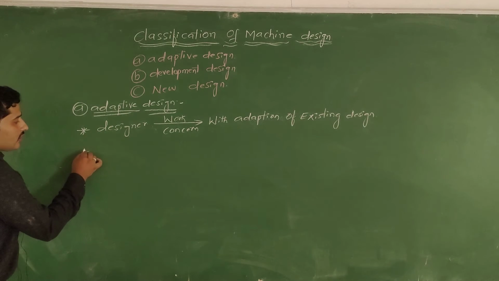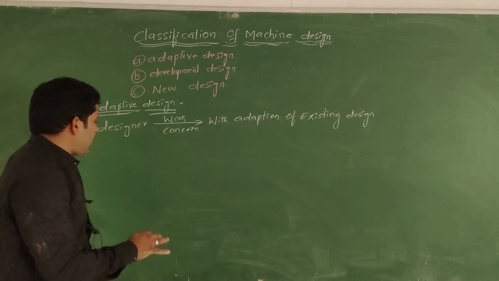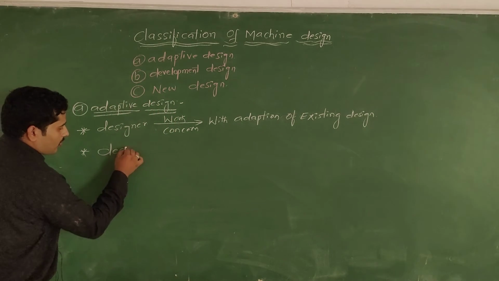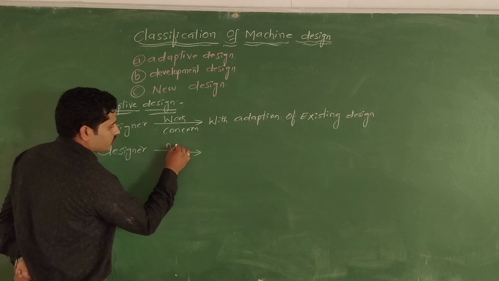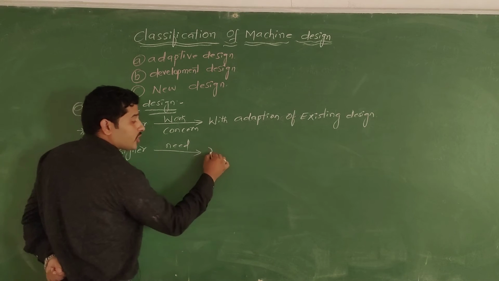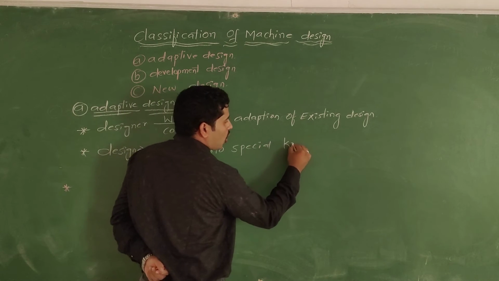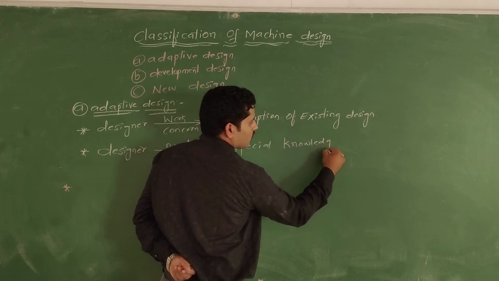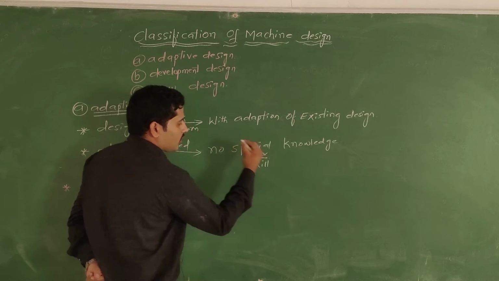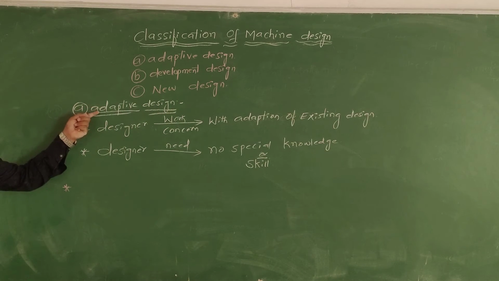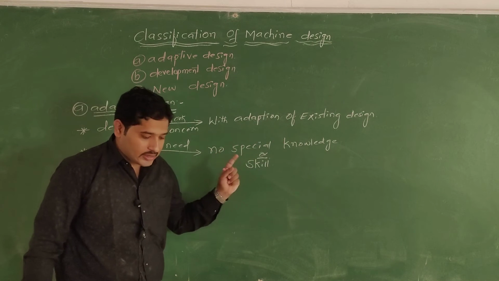So the designer needs no special knowledge or training. Is it right? The designer needs no special knowledge or skill. So for the adaptive design engineer, there is no need of any special knowledge or skill.